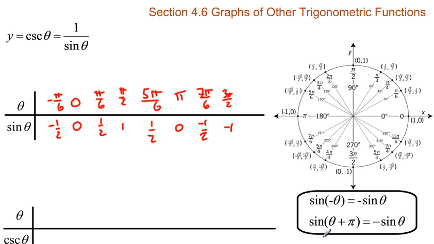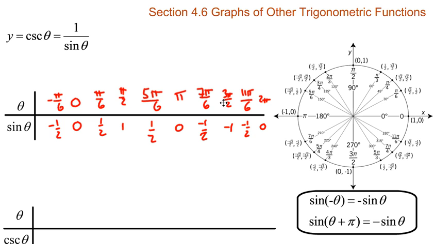This gives us many different points without having to have the unit circle in front of us. All these cool tricks. Okay, let's see. Let's go to 5 pi over 6. If I add pi to that, that's going to be 11 pi over 6. I'm kind of running out of room here. And that's going to be the opposite of 1/2, which is negative 1/2. And one more, if I add pi to pi, that's going to be 2 pi. And then the opposite of 0 is 0.